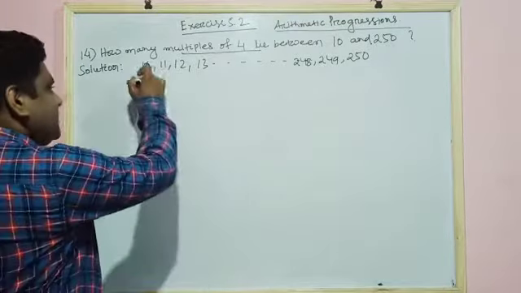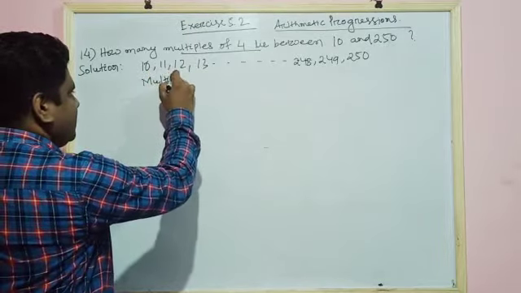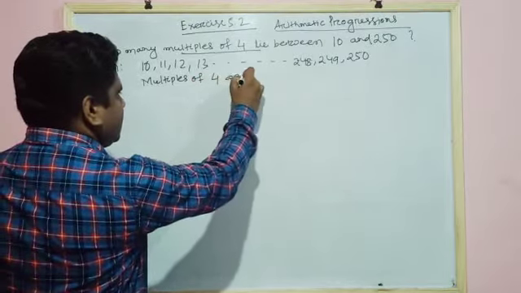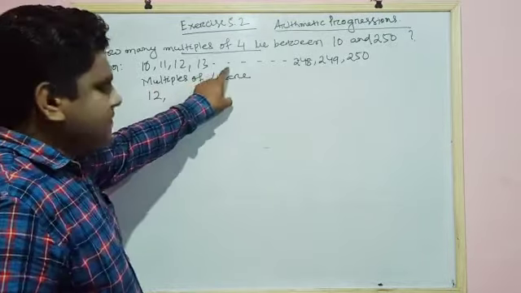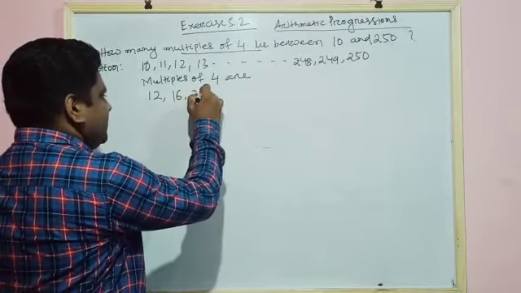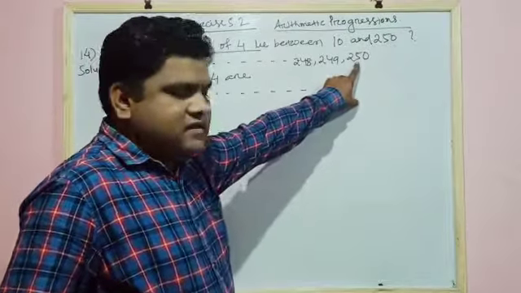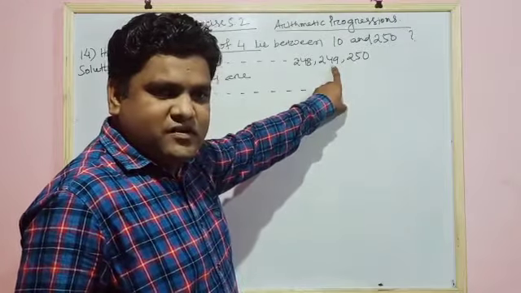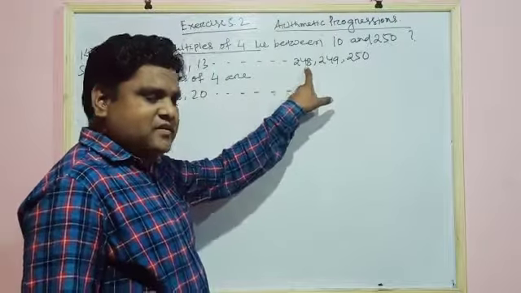So, between these, the multiples of 4 are 12, next 16, 20, up to how much? 250 is not a multiple of 4. 249 is also not a multiple of 4. 248 is a multiple of 4 because it is divisible by 4.